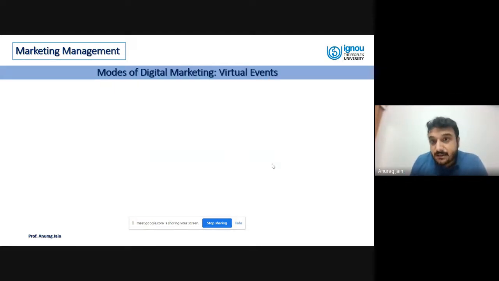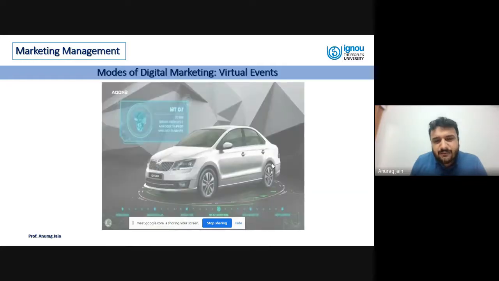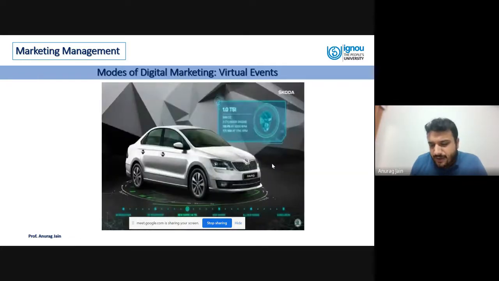The next is virtual events, which are very much popular. What are these virtual events? So during this pandemic time, many of these companies, not only automobile companies but many companies from other industries as well, were not able to hold the physical events. So what were they doing? They were organizing some virtual events. And one of such events is Skoda, which launched their new model of Rapid online, and it was a complete virtual launch.